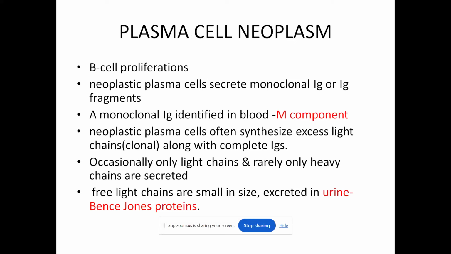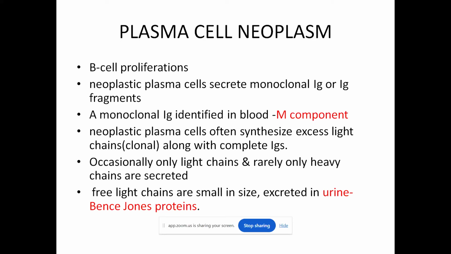Next we will go to the plasma cell neoplasm. The plasma cells come from the germinal centers, mature from the germinal centers, and they will be seen as plasma cells. The neoplasms arising in these plasma cells are B cell proliferations, and the main characteristic of the plasma cells is that they secrete immunoglobulins. So here the neoplastic plasma cells will secrete a monoclonal immunoglobulin, complete or fragments of the immunoglobulins.